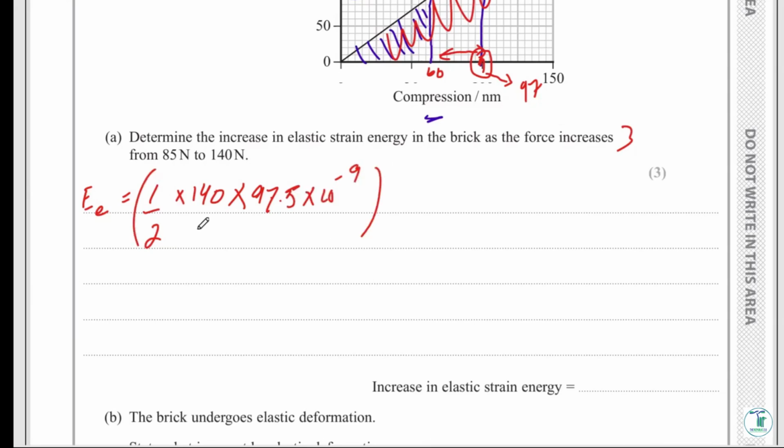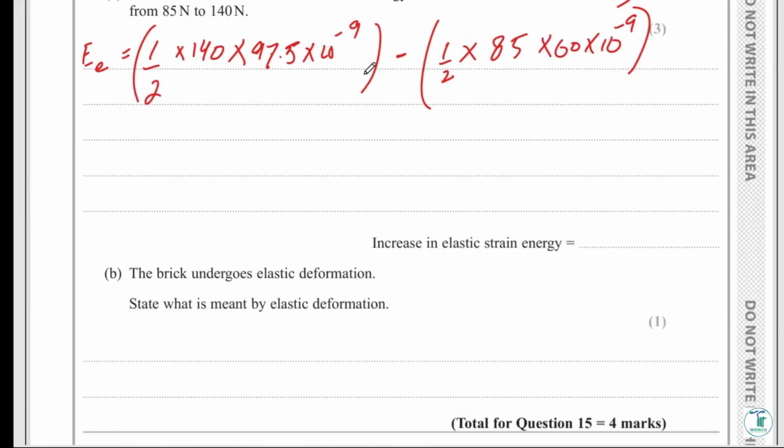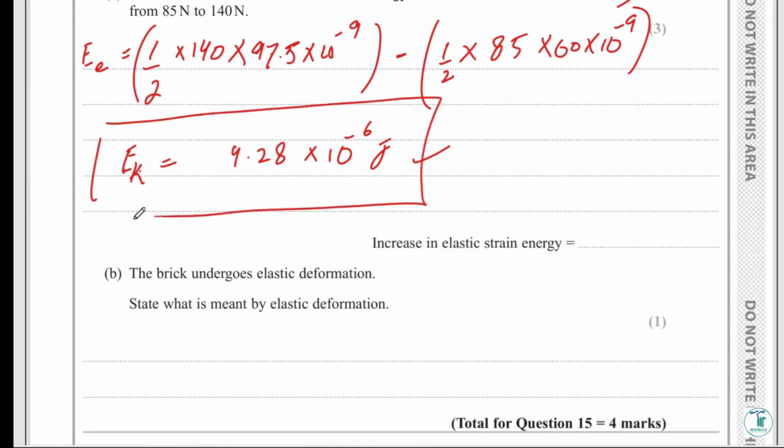This is the total work done up till 140. You need to take away 1 by 2 times the other thing, which is 85 times 60 times 10 raised to the power of negative 9. So you just subtract them, and you'll get the final energy that comes out like 4.28 times 10 raised to the power of negative 6 joules, right? That is how you find the elastic potential energy stored between those 2 points.